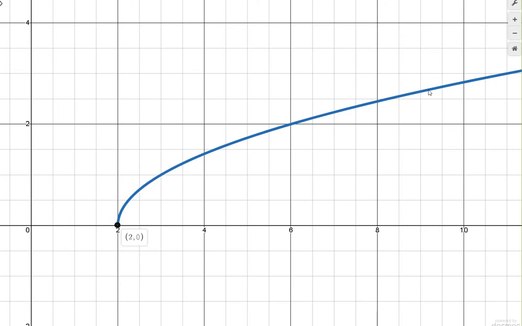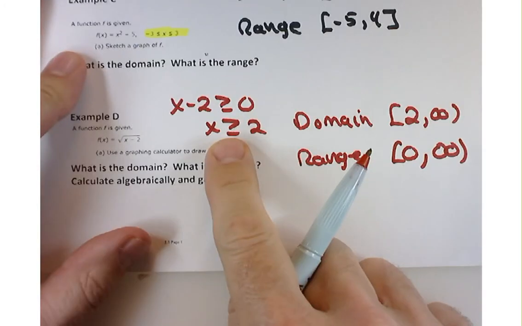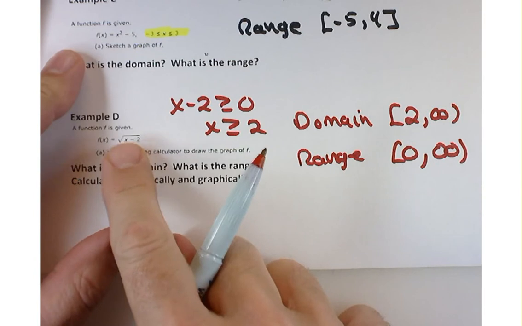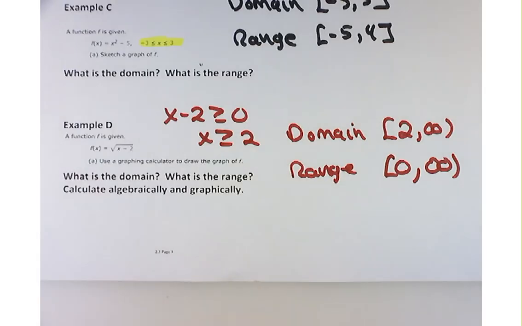Nice. Question. Yes, Dave. Is it greater than or equal to 2, or is it just greater than? Greater than or equal to, because you can take the square root of 0. If you put in a 2, 2 minus 2 is 0, square root of 0 is defined. But it's anything less than 2, that's where you'd run into a problem. Appreciate the question. Thank you.